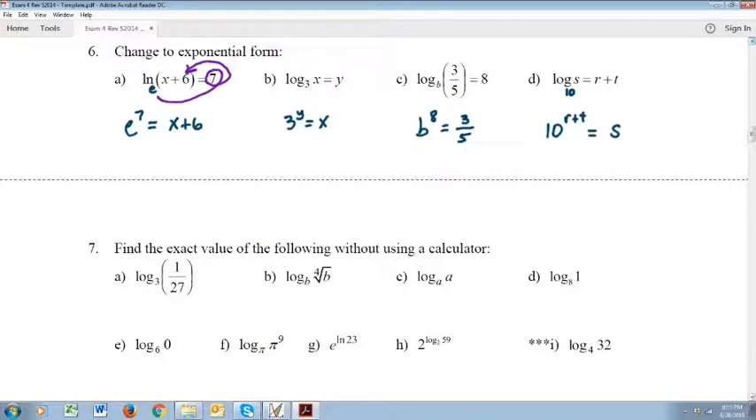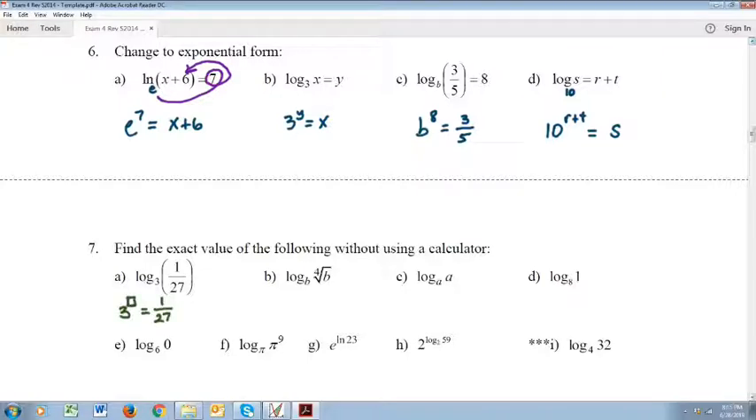All right, let's look at 7 now. It says find the exact value without using a calculator. So the main thing we want to remember is that a logarithm represents an exponent, and it gives you all the information you need to know what the exponent is. So on letter A, our base is 3, and what we want to know is what exponent do you put on a base of 3 to get an answer of 1 over 27.